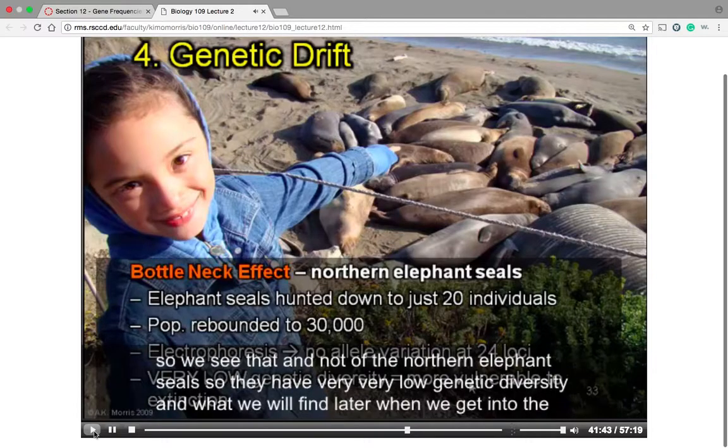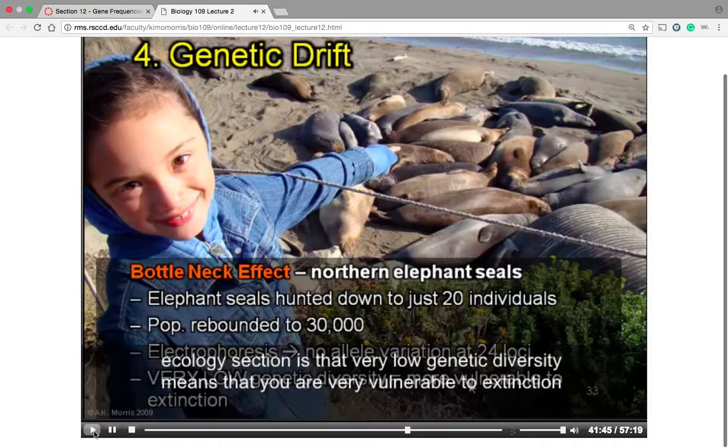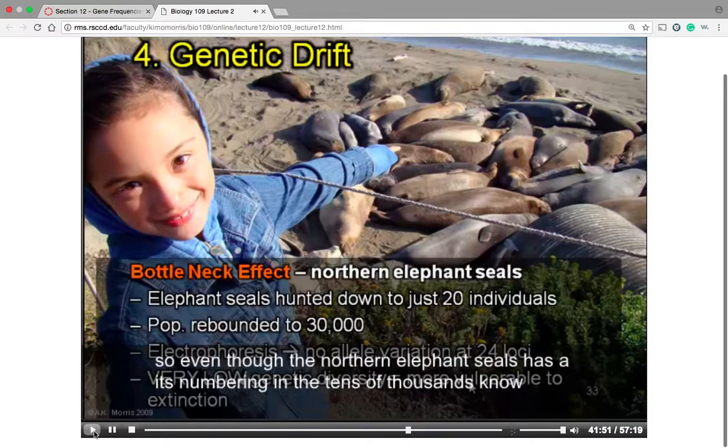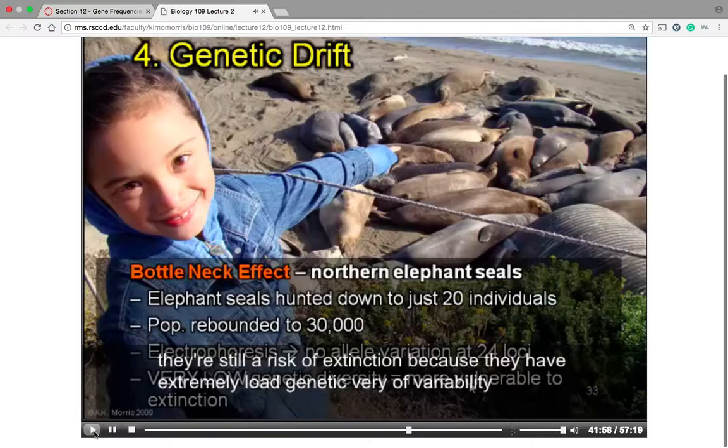And what we will find later when we get into the ecology section is that very low genetic diversity means that you are very vulnerable to extinction. So even though the northern elephant seals number in the tens of thousands now, they are still at risk of extinction because they have extremely low genetic variability.